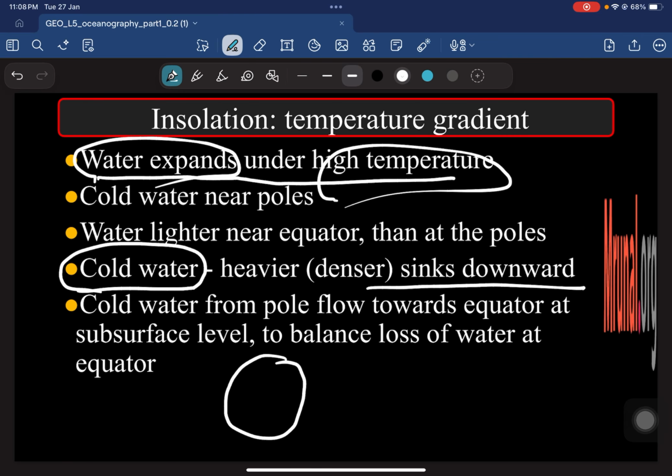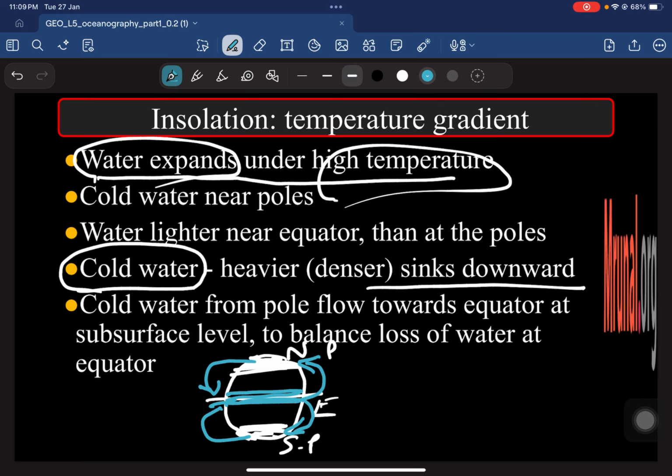For example, this is earth, this is the equator, this is the north pole, this is the south pole. Here we are going to see cold water, right? It means here at the north pole and south pole, water will sink and it will move from the poles to the equator. Here in this equator region, water is hot, it will get expanded and it will move to the north pole and south pole. Cold water will sink and move towards the equator. This is how ocean currents will circulate.